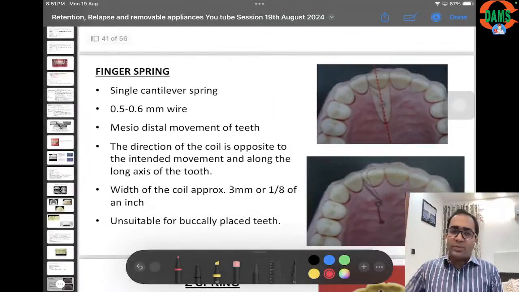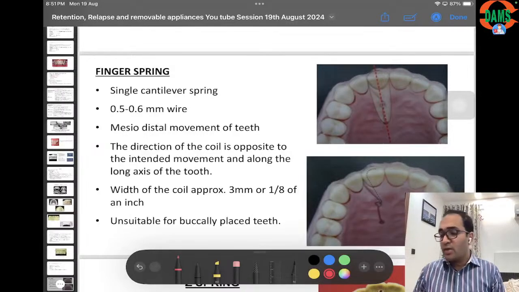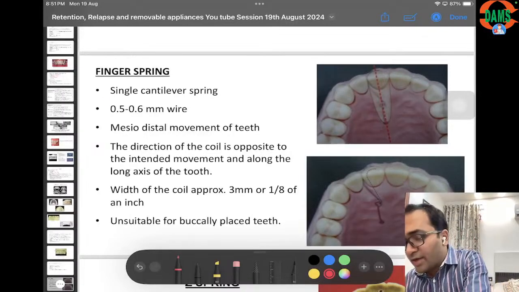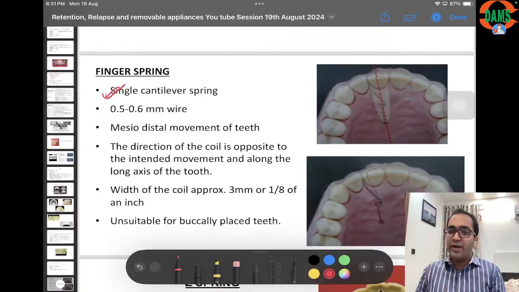So what are the common springs? Beginning with the first one, that is the finger spring. Its other name is the single cantilever spring, made up of 0.5 to 0.6 mm diameter wire. It is used for mesiodistal movement of the teeth. The direction of the coil is opposite to the intended direction of the movement. Width of the coil is approximately 3 mm or 1/8 of an inch, and it's unsuitable for buccally placed teeth.